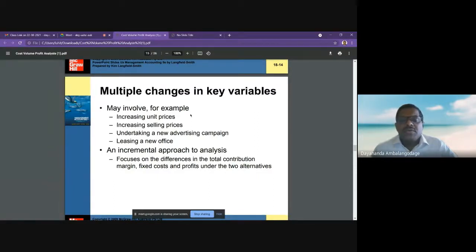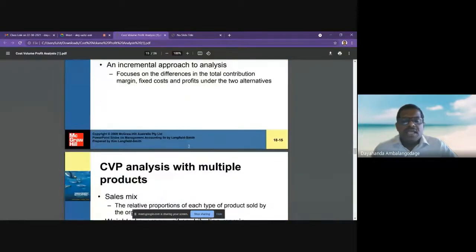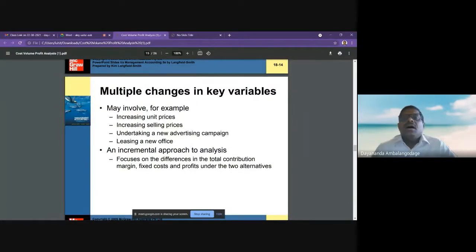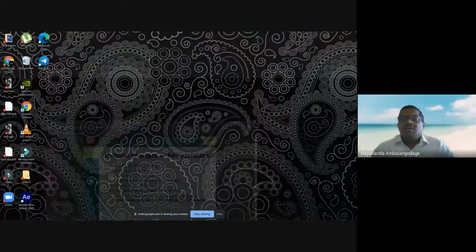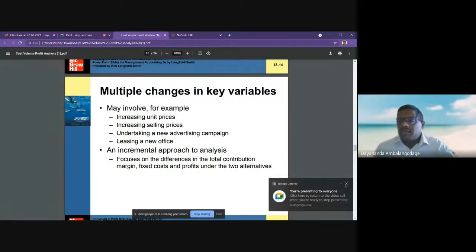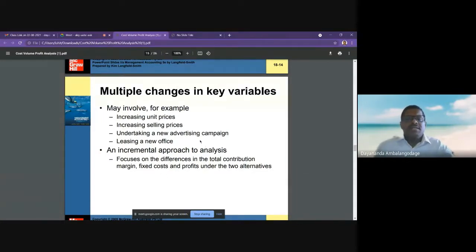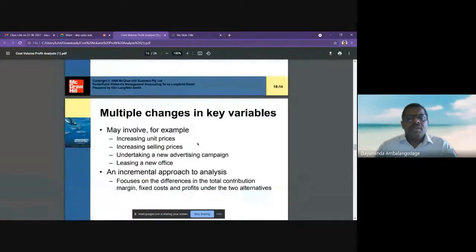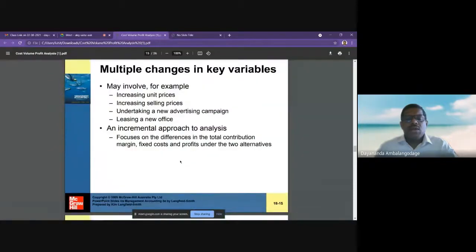There what we are going to do is change different variables. I think I can remember in my example, last time I had an Excel sheet. I just wanted to share it with you, but anyway: increase in unit price, increase in selling price, undertaking a new advertising campaign and leasing a new office.